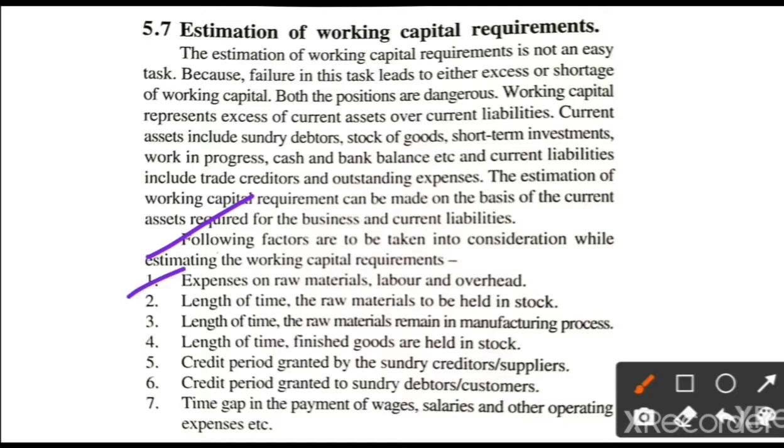The first one, expenses on raw material, labor and overhead, length of time the raw material is to be held in stock, length of time the raw material remains in the manufacturing process, etc. These are very important. Seventh one also, time gap in the payment of wages, salaries and other operating expenses, etc. In simple words, the following factors are very important at the time of calculation of working capital.